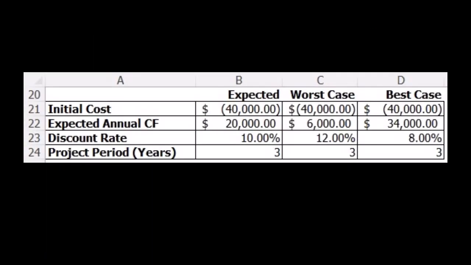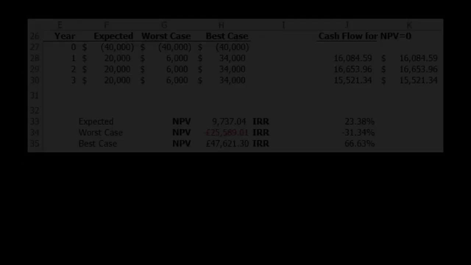Let's develop things a little bit further now. The discount rates are 10, 12, and 8% as before. The project period, 3, 3, 3 as before. The initial costs are still 40,000, but now the expected annual cash flows are different. In the expected scenario, they're still 20,000 for each year. In the worst case, they've dropped to 6,000 per year, and for the best case, they've increased to $34,000 per year. Let's see the impact of all of that.